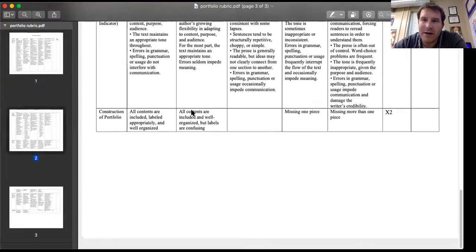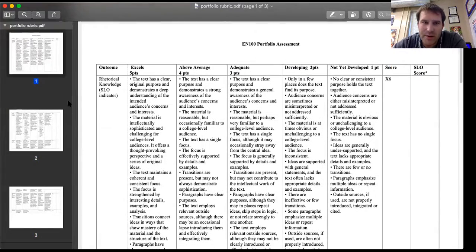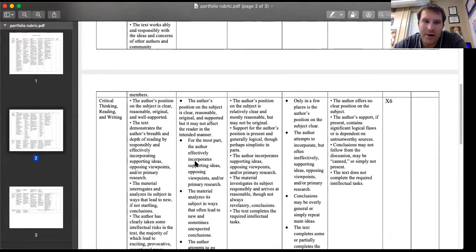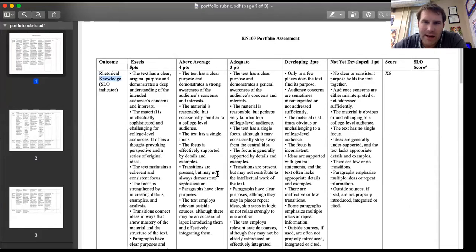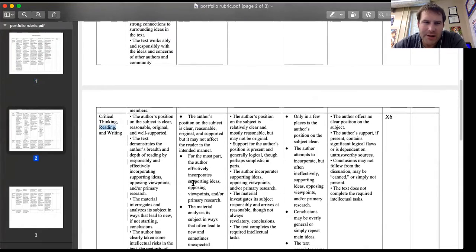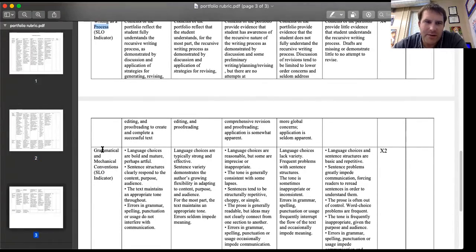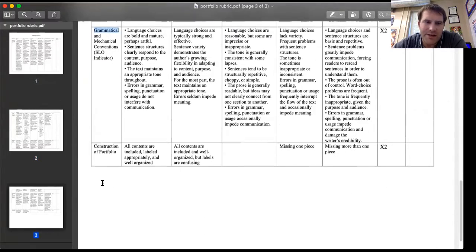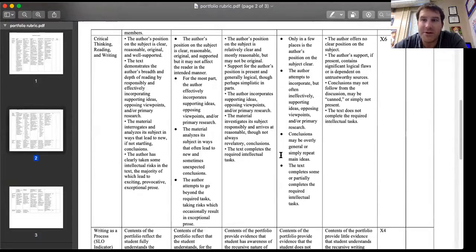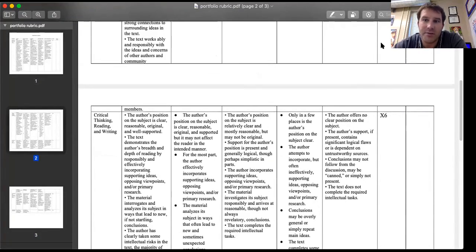As mentioned, it's not being graded holistically, it's being graded using a rubric. Here's the rubric that they will be grading you on. They'll be looking at rhetorical knowledge, your critical thinking and writing, your writing as a process, your grammatical and mechanical conventions, and then the construction of the portfolio, which there will even be a lesson that shows you how to construct. Don't worry about this right now. We're only talking about it because this week's what-to-do-this-week page says that you need to know about it.